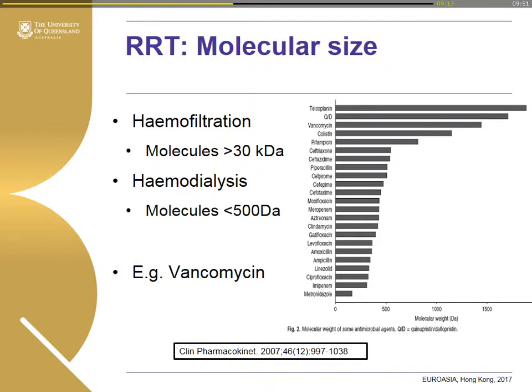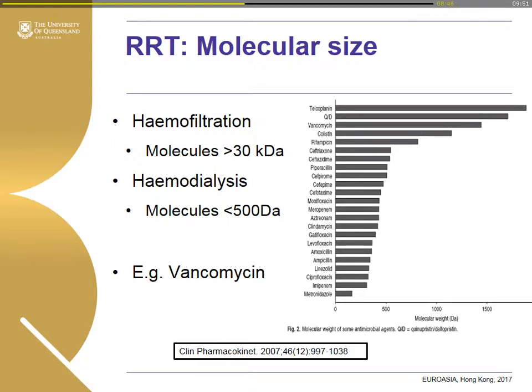So looking specifically at molecular size, as I referred to before, traditionally hemodialysis tends to clear smaller molecules, less than 1,000 Daltons. It can be larger than this now with some of the high flux membranes that exist, but certainly as a traditional teaching, that would be the case. Whereas with hemofiltration, with the pressure gradient that exists, you tend to be able to drive larger molecules across the filter, and so you tend to get larger molecules that are cleared.